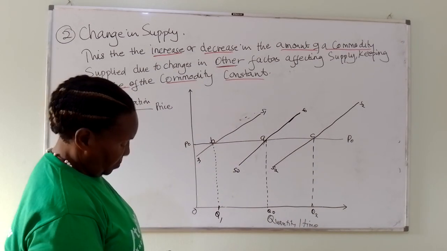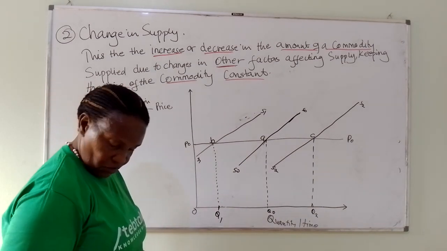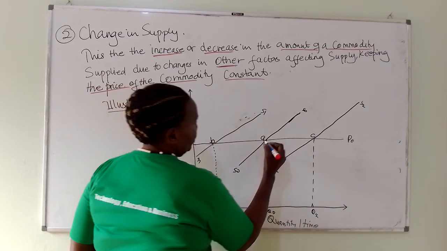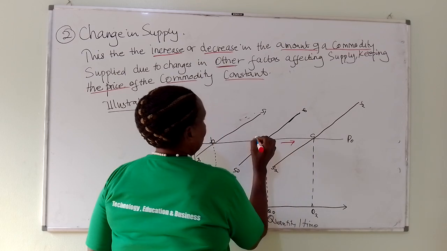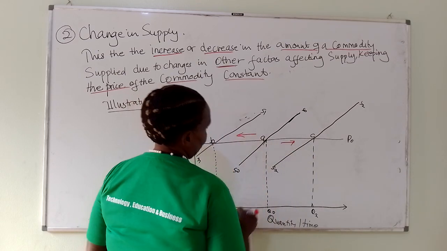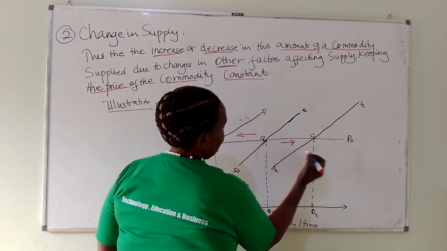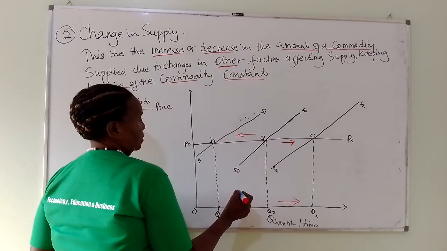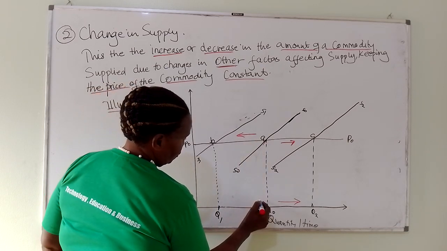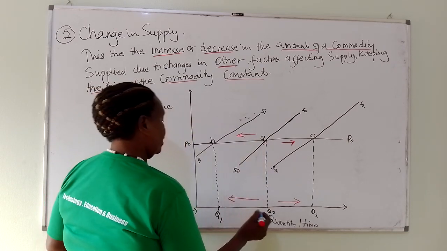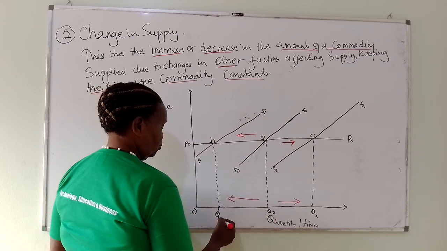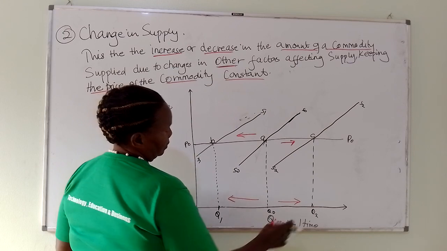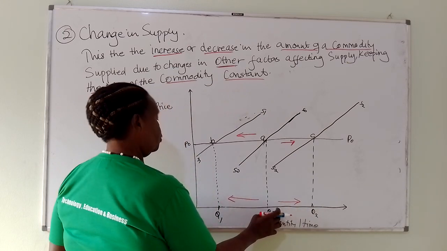If we move from the original quantity supplied, you can see that now we are moving from A to B or from A to C. Movement from A to C shows that there is an increase in supply, yet movement from A to B shows that there is a decrease in supply from quantity Q0 to quantity Q1. As you can see, Q1 is a smaller quantity than Q0, yet Q2 is a greater quantity than Q0.